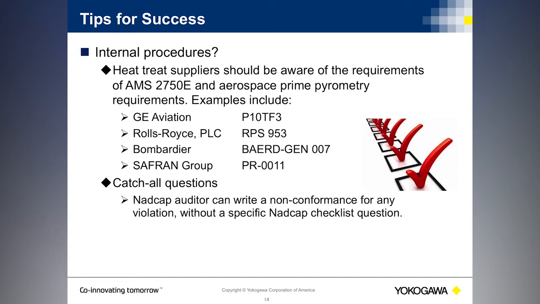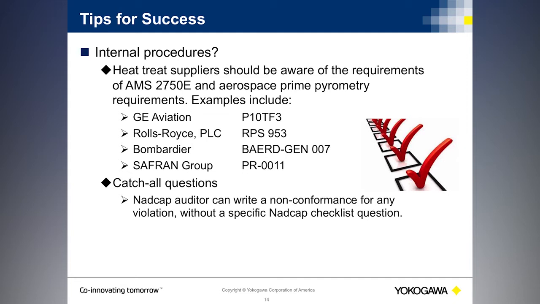There are several aerospace primes that have their own requirements, such as GE Aviation with the P10TF3. You have Rolls-Royce RPS 953, and this is Rolls-Royce Derby versus Rolls-Royce Allison, which is Indianapolis-based. They have adopted AMS 2750. Bombardier BEARGEN 007 is a pyrometry specification, as well as the Safran Group has PR 0011.